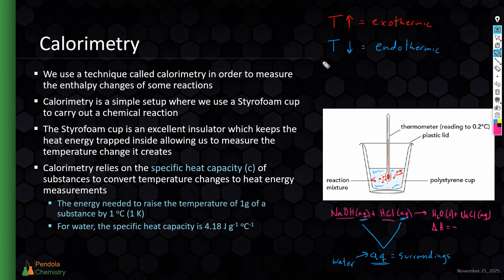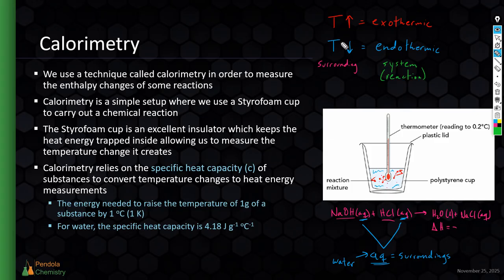So the temperature change is of the surroundings, the solvent in this case, and that can give us an idea of whether the reaction, or the system, is endothermic or exothermic. Because if the reaction is endothermic, that means it's absorbing heat. Well, it's going to absorb that heat from the surroundings, making its temperature go down. If the system is exothermic, it gives off heat, and that heat is picked up by the surroundings, and the temperature goes up.